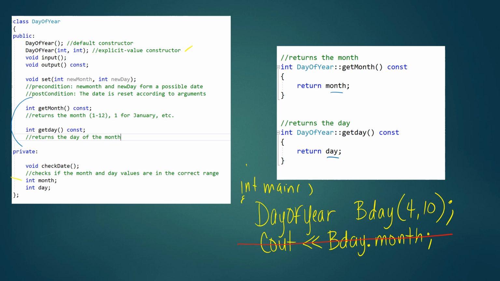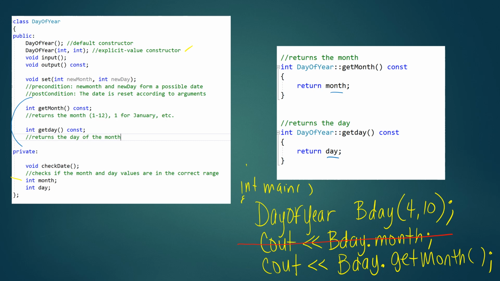So what I would have to do is use an accessor function, and I could see out bday dot get month. The get month function would then access the private data, and then it would pass it back to me, and then I would be able to access that private data. So that's how accessor functions work.